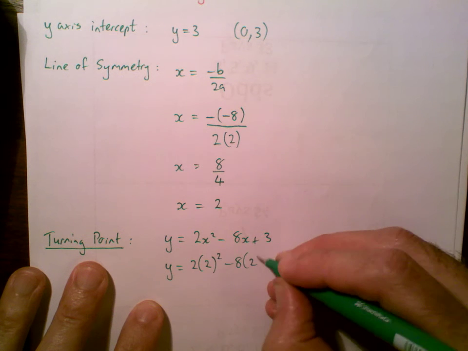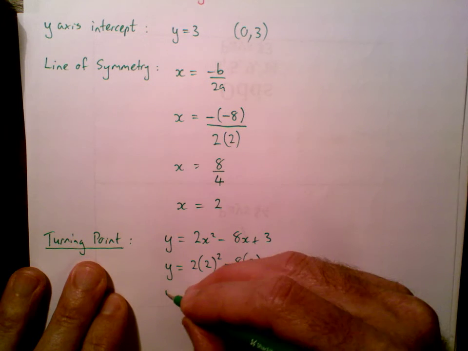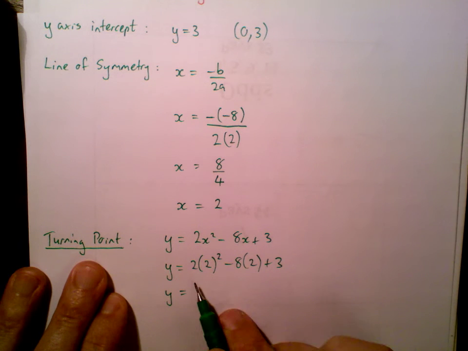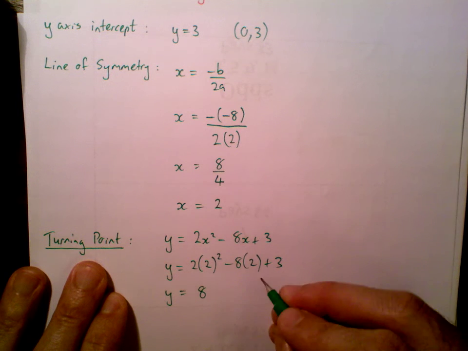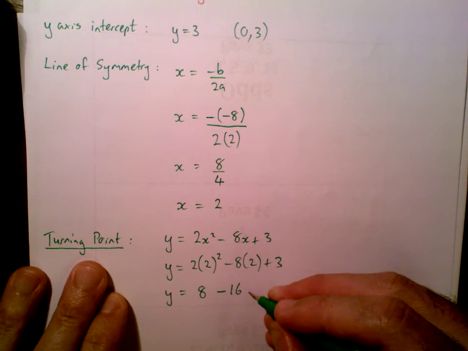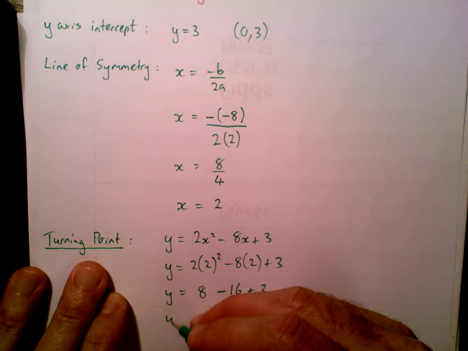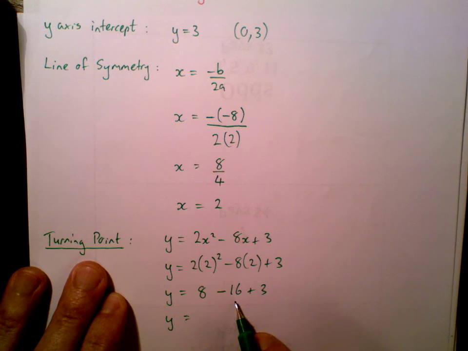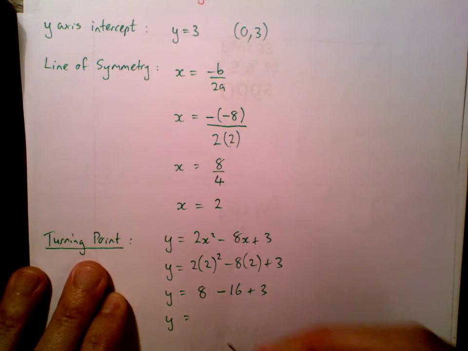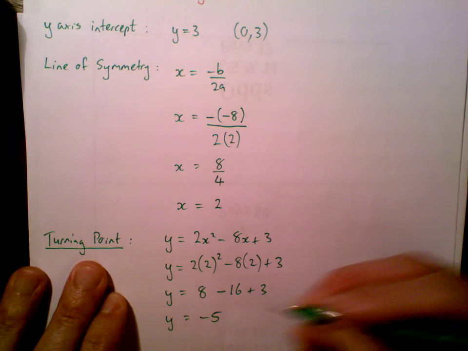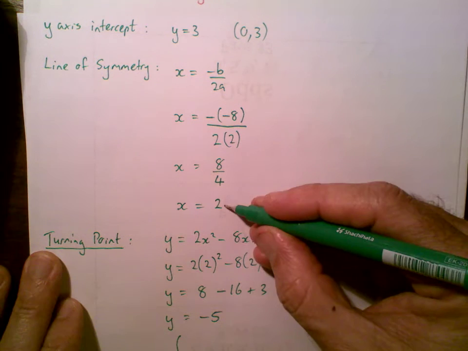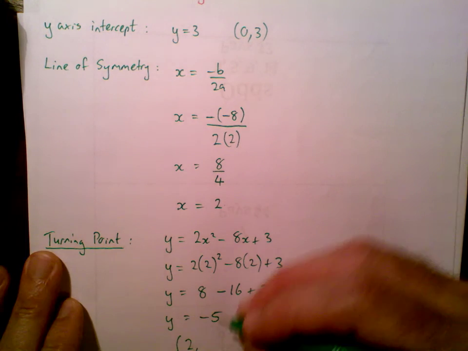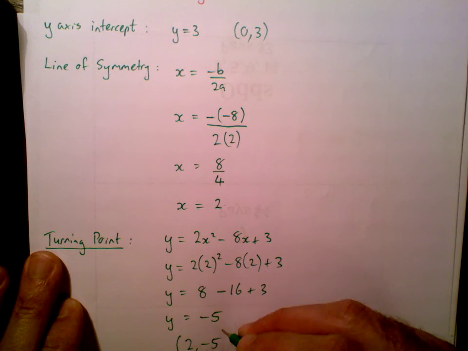Take 8 times 2 plus 3. We can work that out either mentally or on a calculator. So 2 squared is 4, 2 times 4 is 8. Take away 8 times 2, or take 16 plus 3. And that'll come out to 8 take 16 is negative 8. Negative 8 plus 3 is negative 5. So our turning point as a coordinate point would be x value of 2, y value of negative 5.